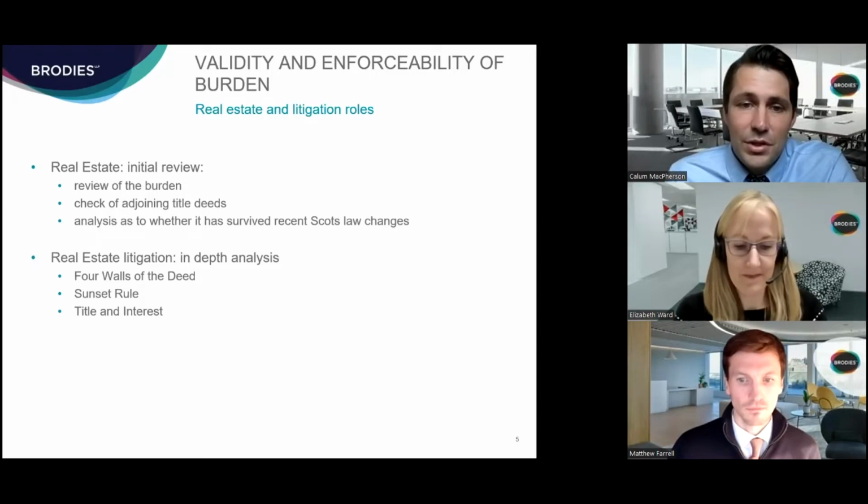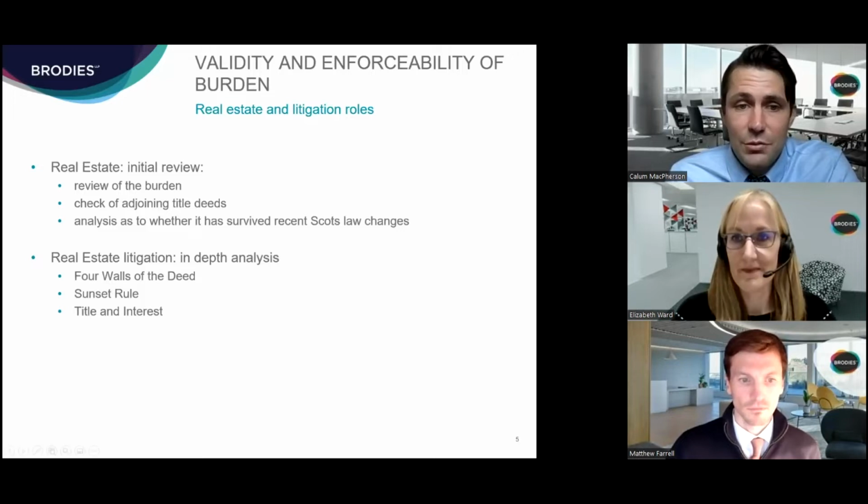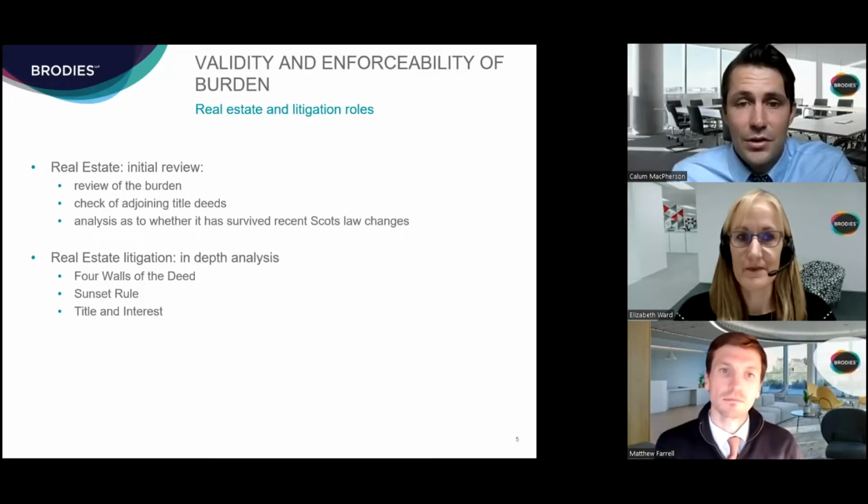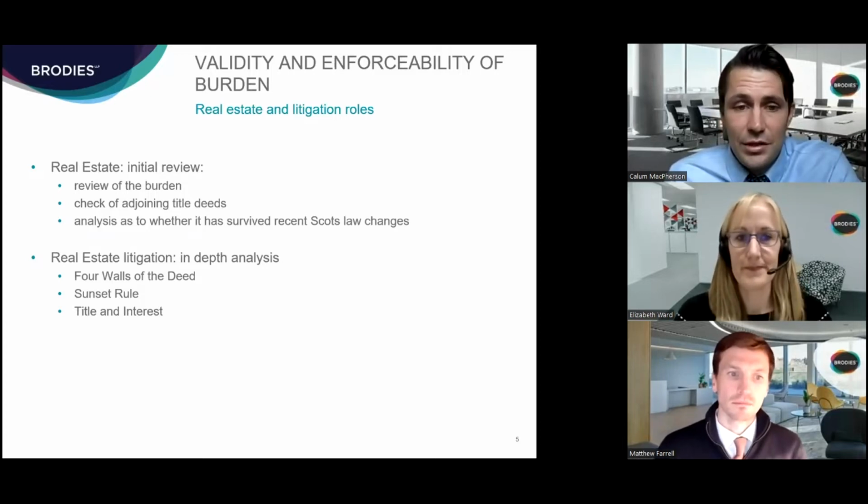One of the things we'll consider in relation to validity is whether the condition is contained within the four walls of the deed. To validly create a burden, the full burden must be found within the four walls of the deed. Therefore, if a burden states that a property must be used in accordance with a piece of legislation, or it requires you to refer to another title deed to fully understand what is required, the burden is generally invalid. Another thing that we take into account is the sunset rule.